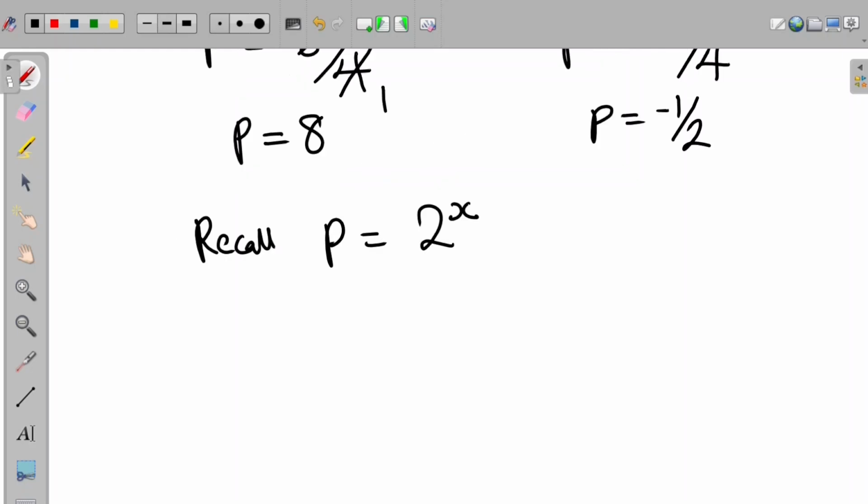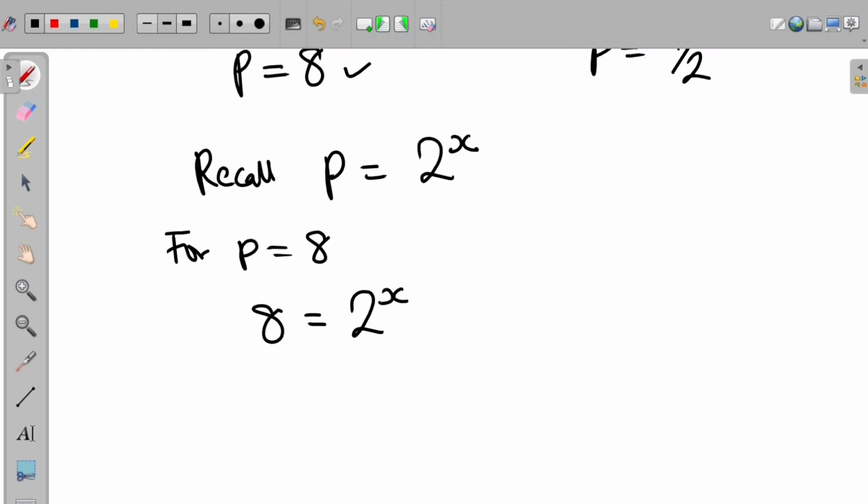Thus, for p equal to 8, we have it that 8 is equal to 2 to the power of x. Now we can express 8 in base 2. So this becomes 2 to the power of 3 equal to 2 to the power of x. So since their bases are the same, it is true that their powers are the same. So x is equal to 3.